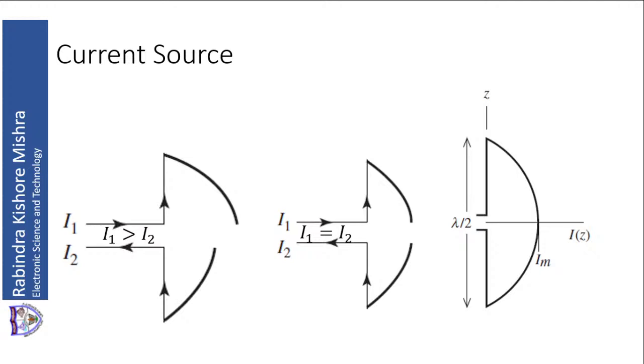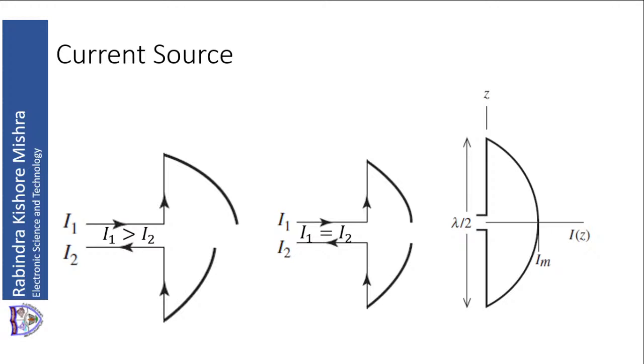Now this type of antenna, when I1 is not equal to I2, that type of antenna is called an unbalanced antenna, unbalanced feeding. That type of feeding to the antenna is called unbalanced feeding. When I1 is equal to I2, this type of feeding to the antenna is called balanced feeding. So either you can have a balanced feeding or you can have an unbalanced feeding. We are concerned here with balanced feeding.